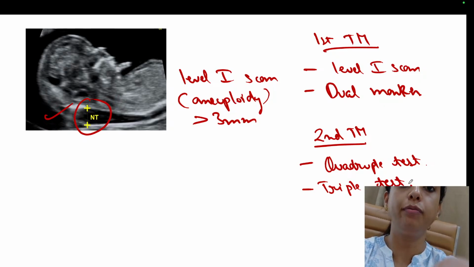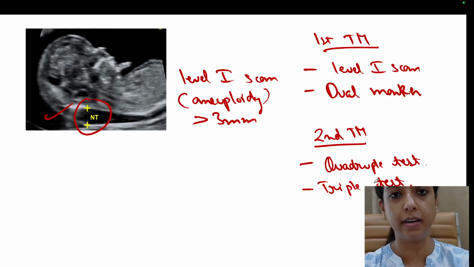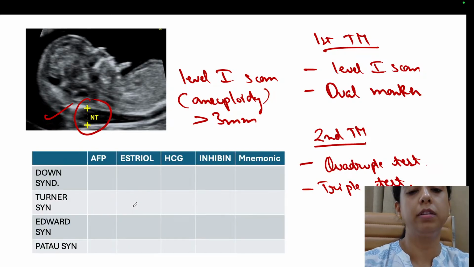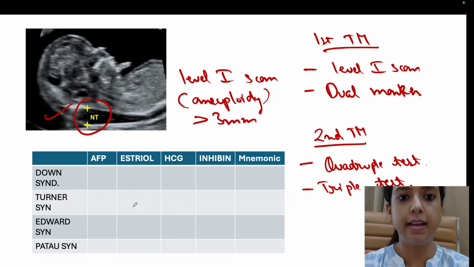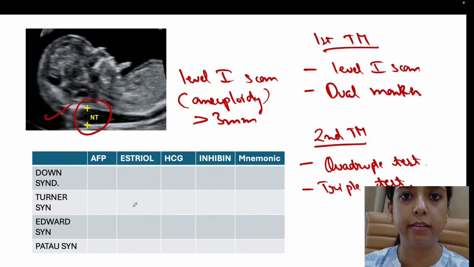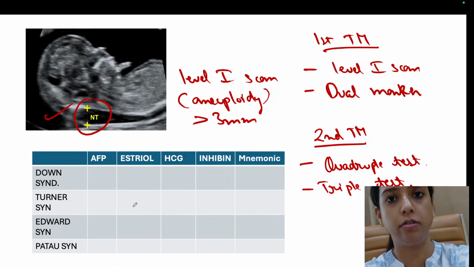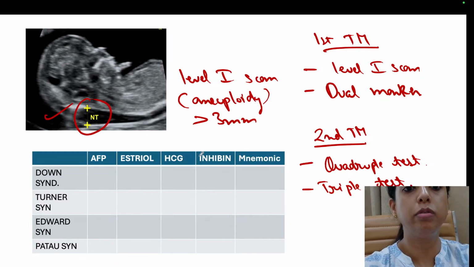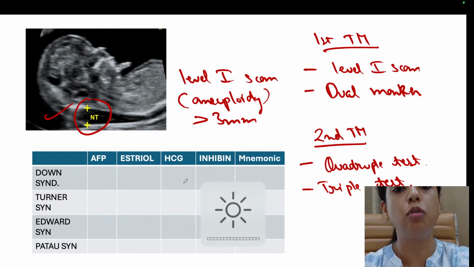Now, I hope all of you know the blood markers that have to be done. That I don't want to discuss. But what I want to discuss is what changes happen. In case a question comes, alpha fetoprotein is low, estradiol is high, what is the diagnosis? Will you be able to make the diagnosis? So you just need to know the marker changes that happen in aneuploidy.